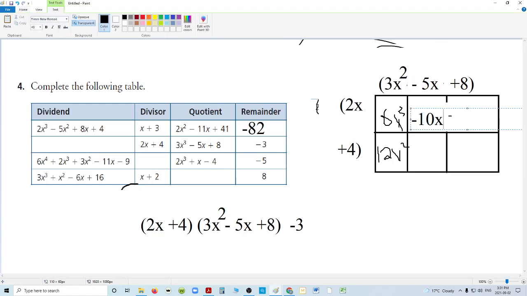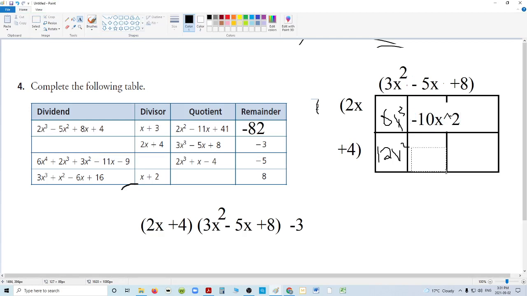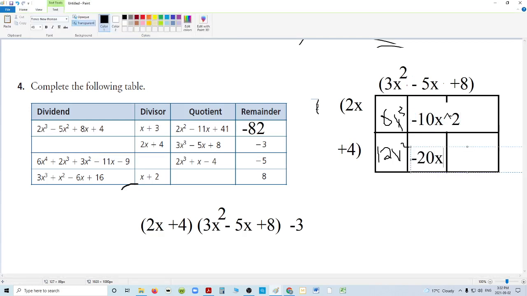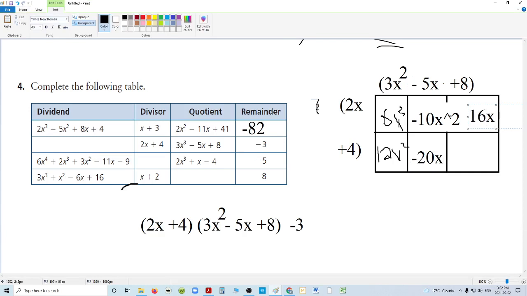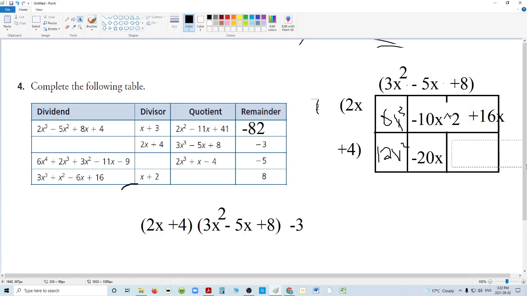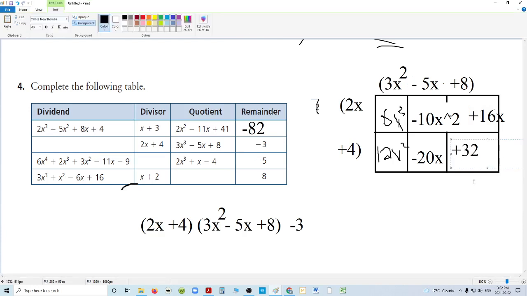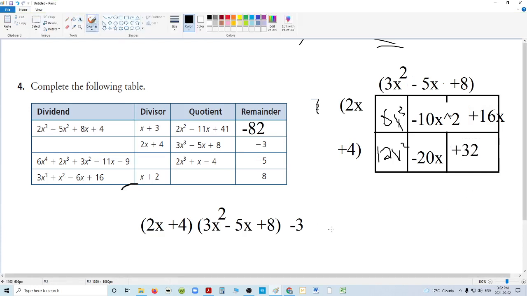Minus 10x squared. What's this one going to be? Minus 20x. It's probably going to be added to this box, which is plus 16x. Helps if you put the symbols in too, just to remind yourself. And this last one, plus 32. Now don't forget at the end of it, we're going to subtract 3 from that 32.